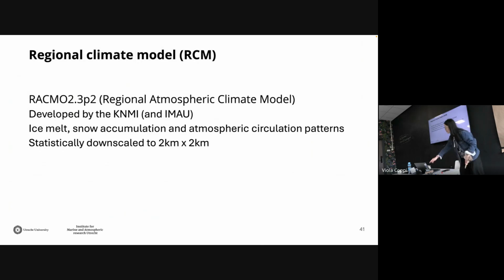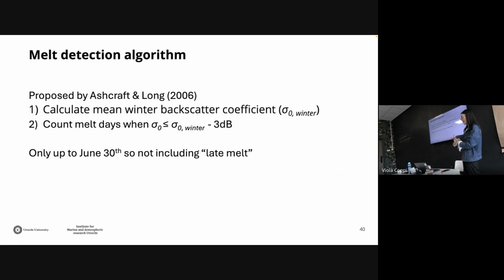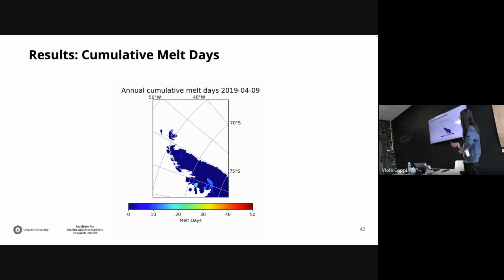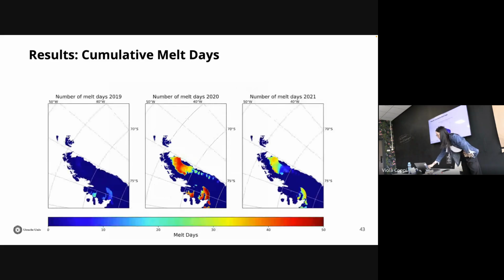So here we also want to do some analysis with the coupled model. This is also the document that we are going to use. And this is an amazing accumulative map of melting days coming from ASCAT. It's just one example of accumulated days. But you can see the melting mostly occurred in the Larsen region and Georgia region. And if you look at the accumulated melting days in different years, there is quite a disparity, or quite big differences.